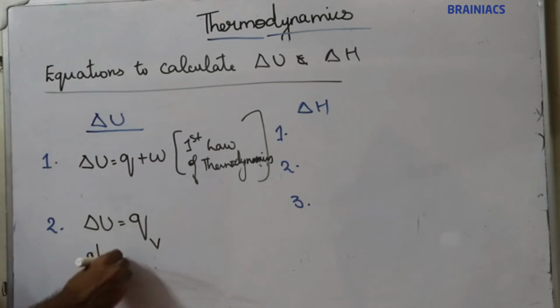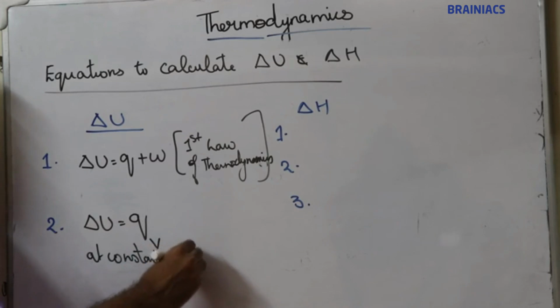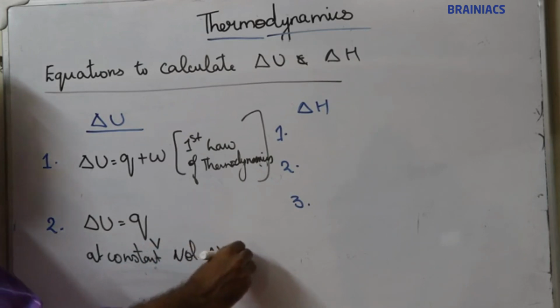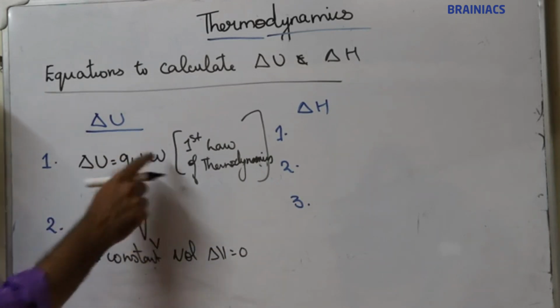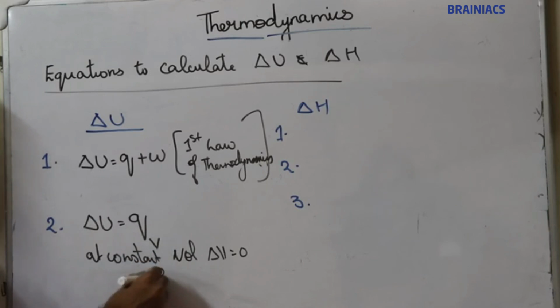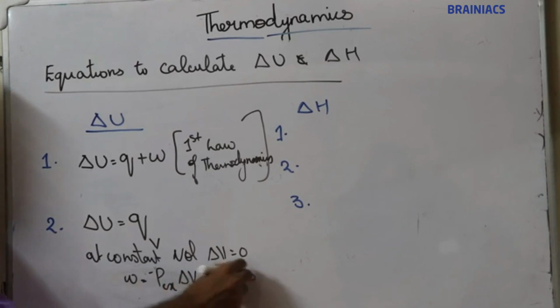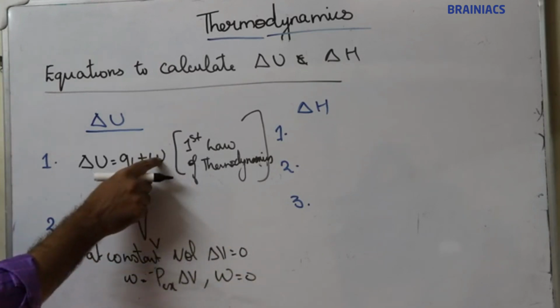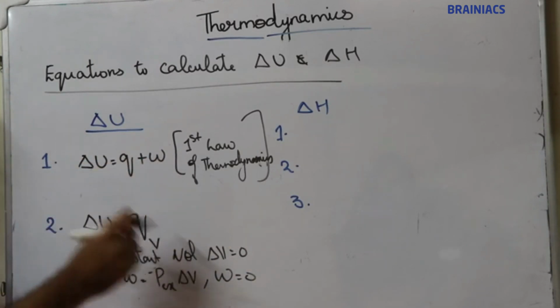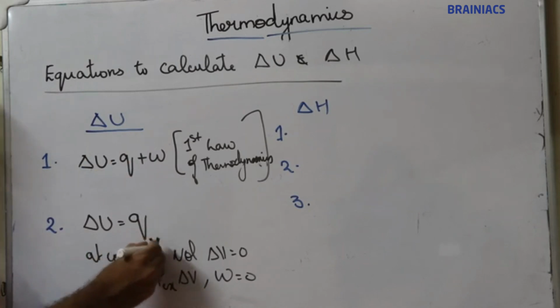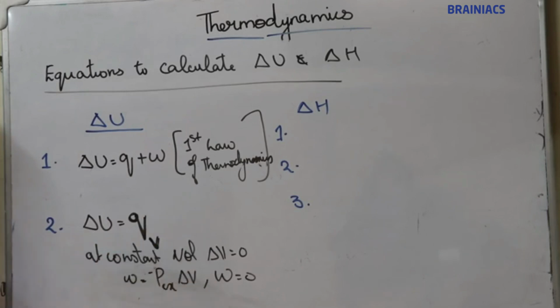At a constant volume, delta V is equal to 0. So what is W? Minus P external into delta V. So W will be equal to 0. Substituting this value, W is 0, you will get delta U is equal to Q. I am writing a V here. This indicates heat at constant volume. Volume is constant. So we have derived these two equations.